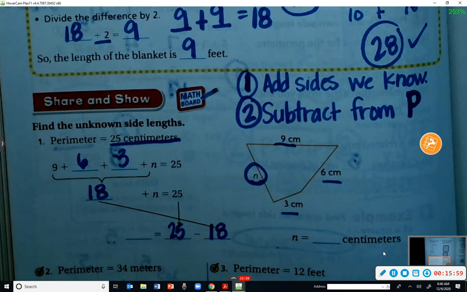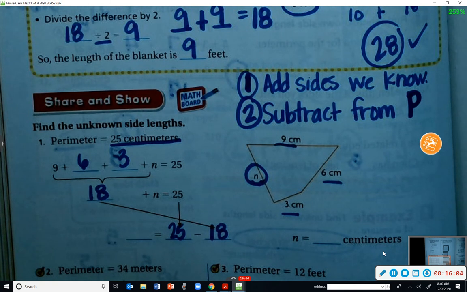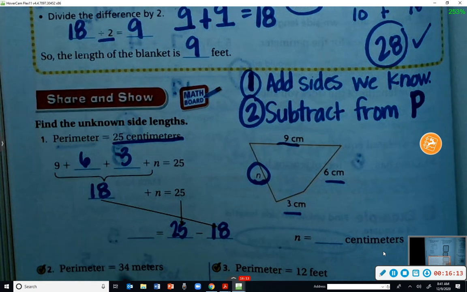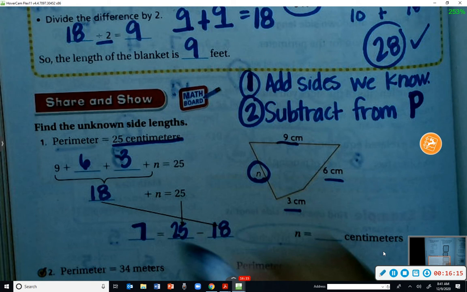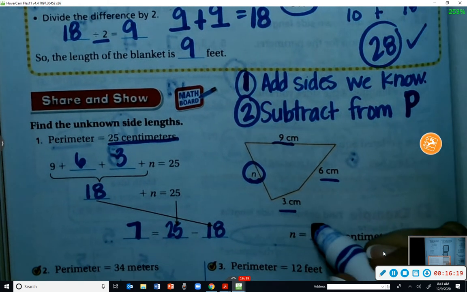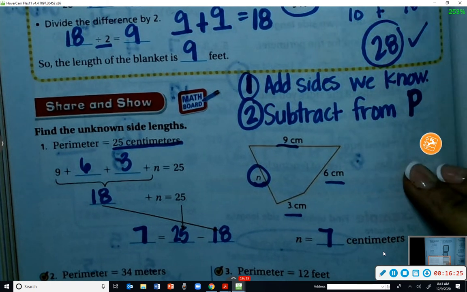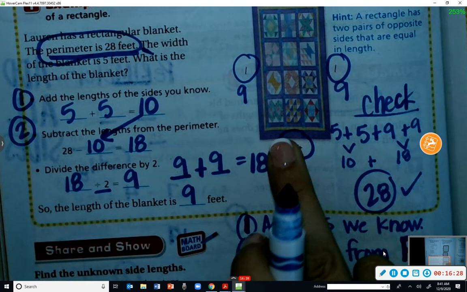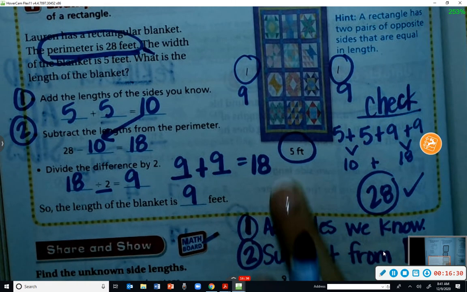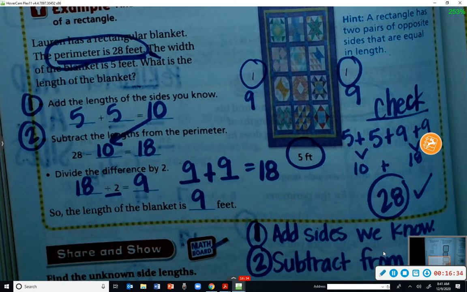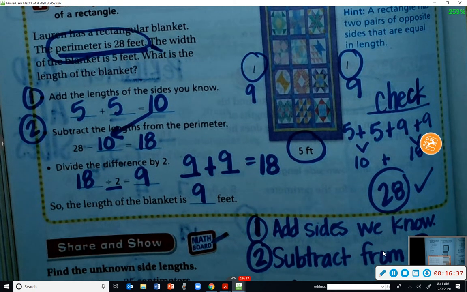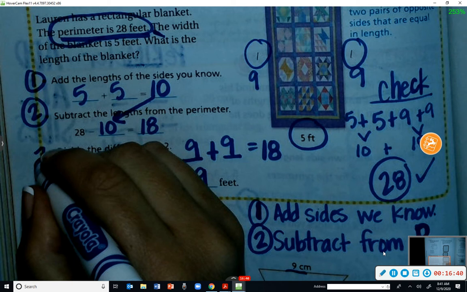Bryson? Aaliyah? Come on, guys. 7. Okay, so the missing side equals 7. There's only 2 steps on this one, but if you had a rectangle, there is a third step. You would do what? Bryson? If there's a rectangle, we have an extra step. We would have to do what at the end?